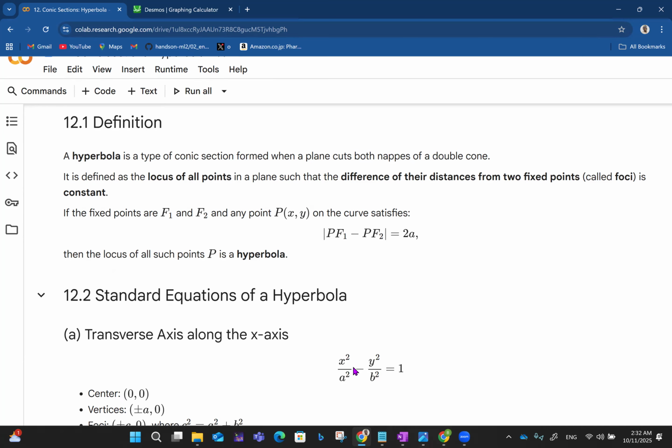If you look at the equation, for the ellipse it is x squared over a squared plus y squared over b squared. For the hyperbola, it is minus. So it is defined as the locus of all points in a plane such that the difference of the distances from two fixed points called foci is constant. If the fixed points are F1 and F2, and any point P(x, y) on the curve satisfies PF1 minus PF2 equals 2a, then the locus of all such points P is called a hyperbola.